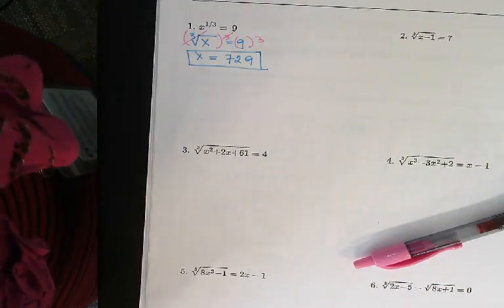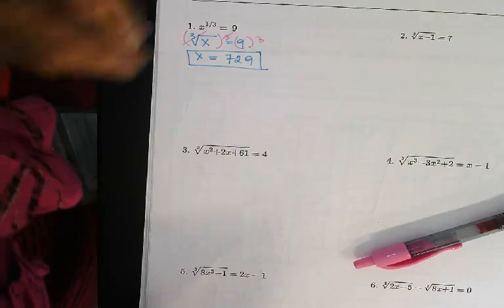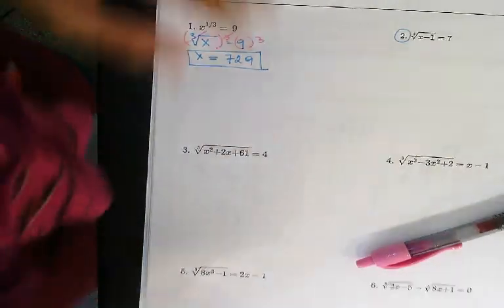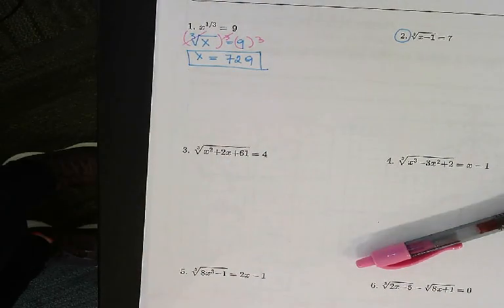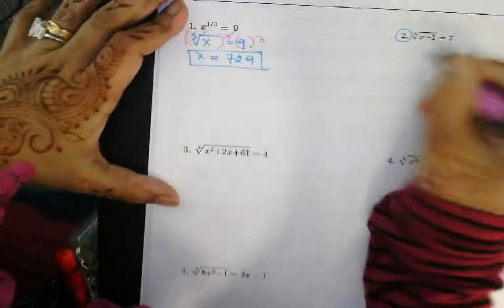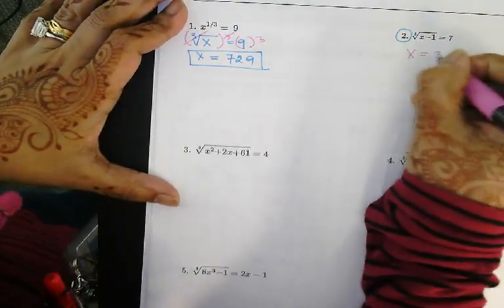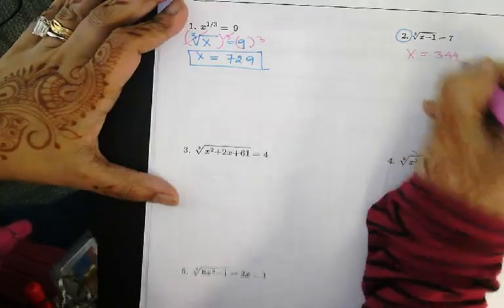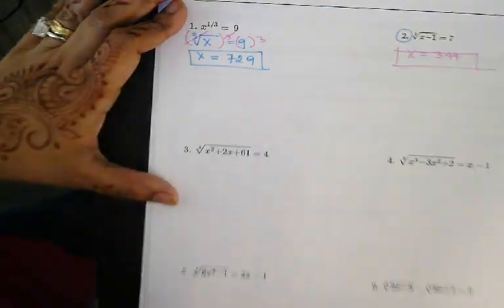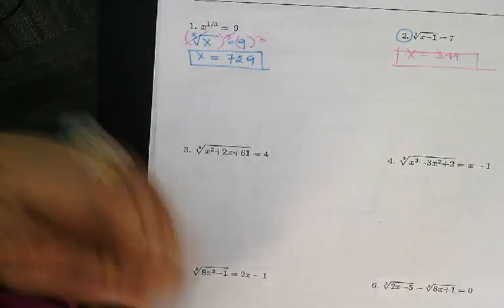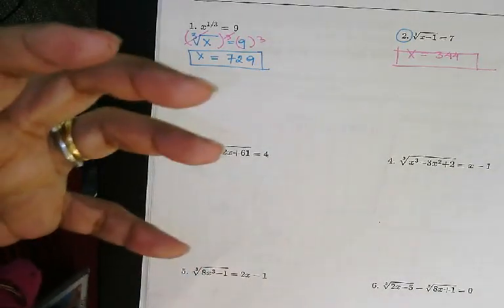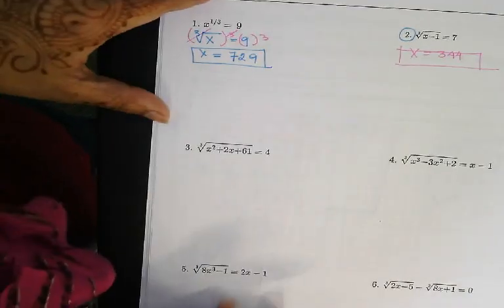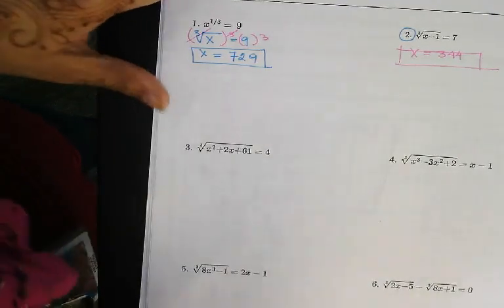Try number 2 by yourself. Go ahead, get started. I'm giving you 2 minutes. So the x value is 344. Let's look at number 3. Is my radical alone by itself on one side? Great. So what is my next step? Okay, do it.